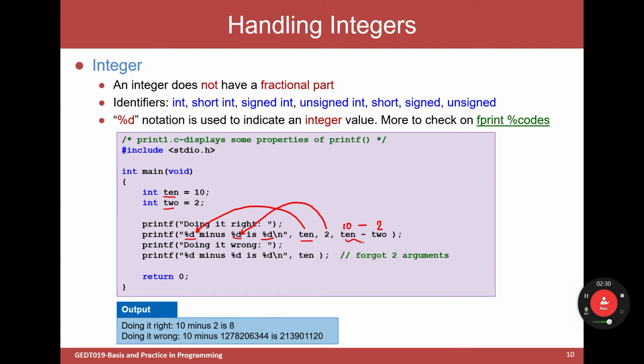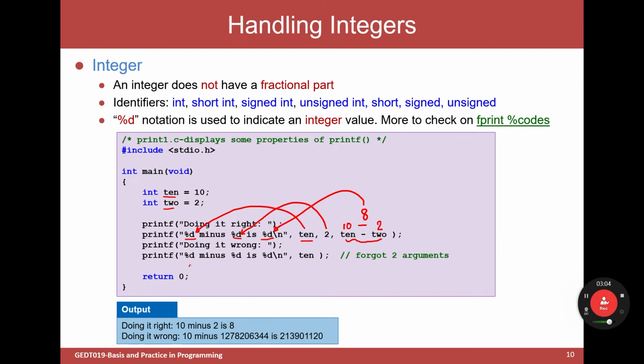We call this one an expression. Why expression? Because it has an arithmetic operation here: this variable minus this variable. So this expression is 10 minus 2 equals 8. That means in the third argument we will provide 8. So the output of this sentence will be like this, doing it right: 10 minus 2 is 8.